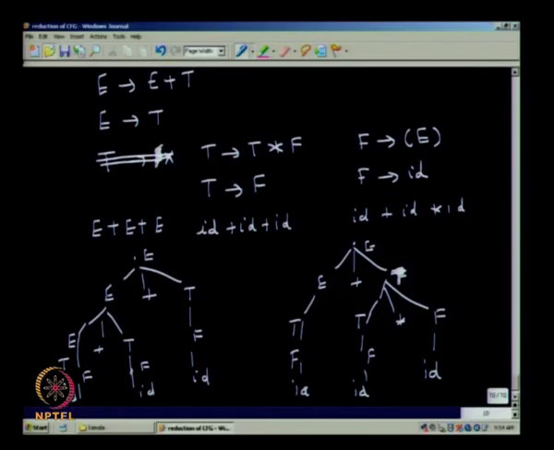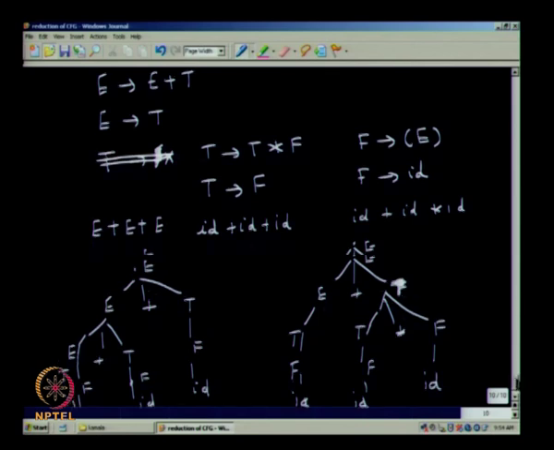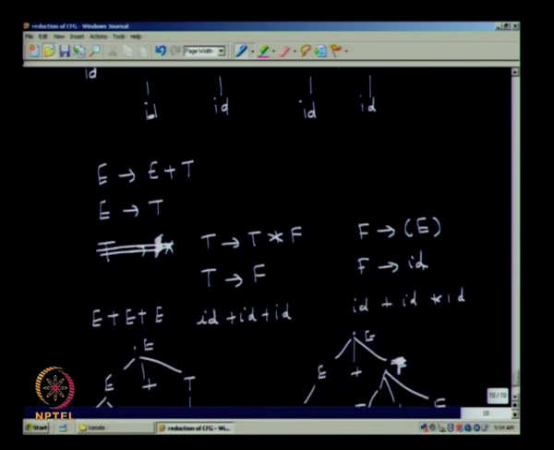So, for every string of this form, or whatever form it is involving identifiers and the operators plus or star, there will be a unique derivation tree. This grammar makes sure that the evaluation is left to right. Here also, if you have continuous star, the evaluation will be ID star ID star ID, from left to right.